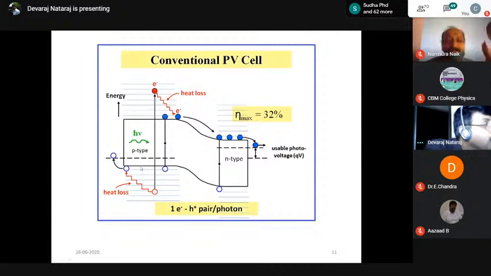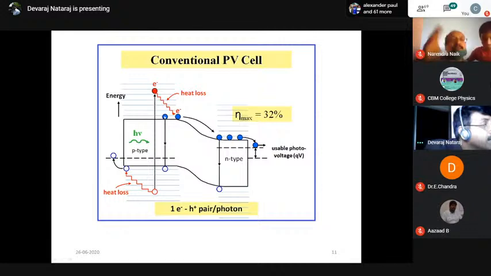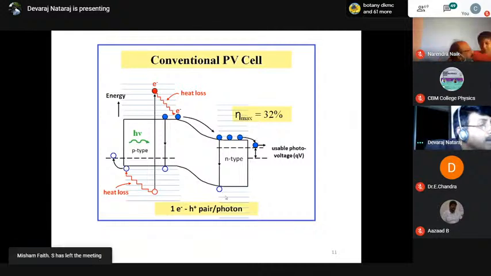So when this p-n junction is exposed to solar light, an electron-hole pair will be produced. Let me assume that exactly 1.1 electron volt of energy is falling on this material, and therefore a hole is introduced, leaving an electron in the conduction band. This electron and the hole will be driven by the potential created in the junction, and therefore they are separated. Once they are separated, you can take them out of the material as a current.